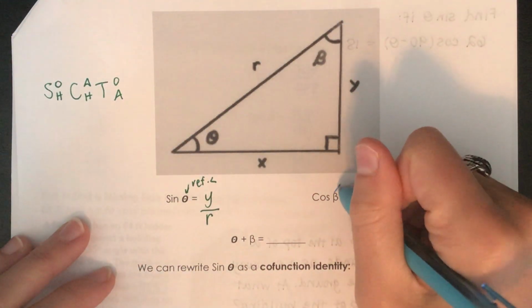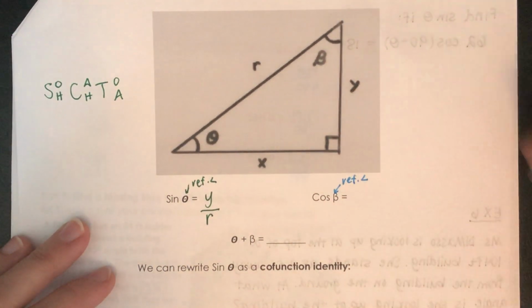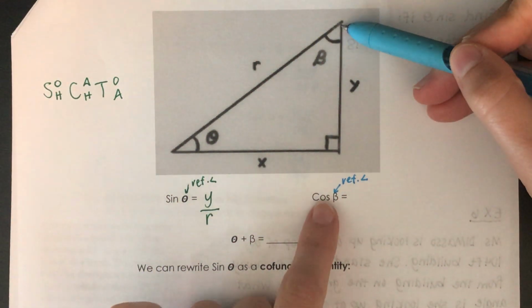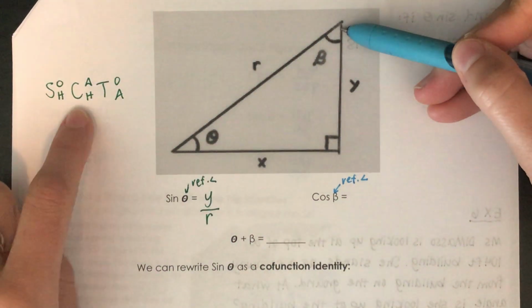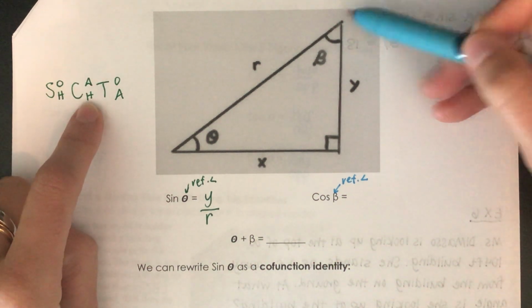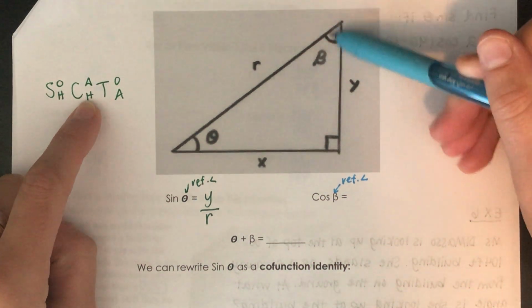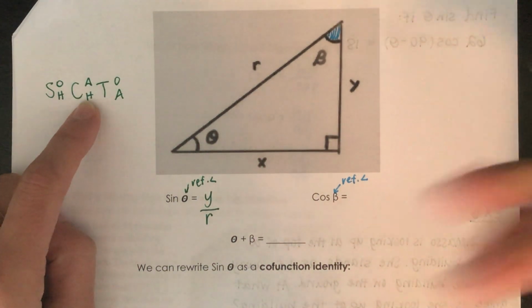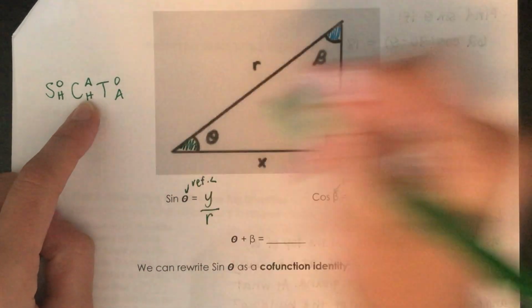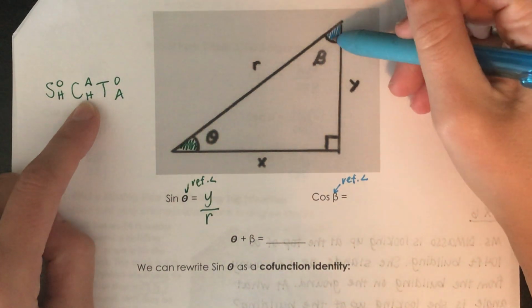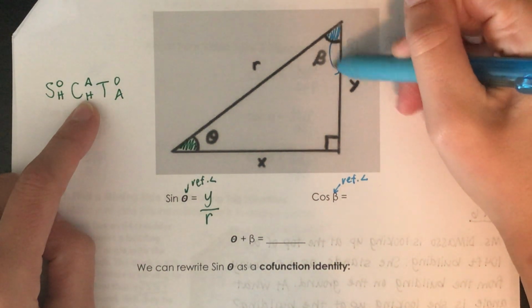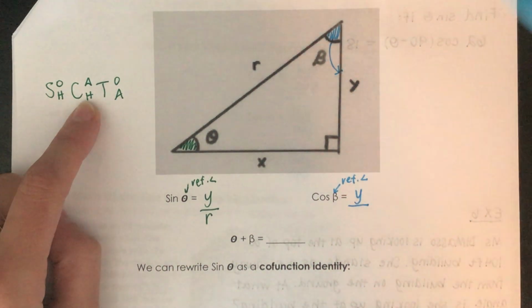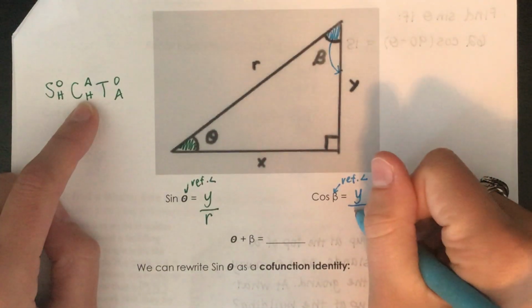Now, if I look at the other angle, now I'm looking at beta. This is my new reference angle. If I try to do the cosine of beta, cosine means adjacent over hypotenuse. So the side that is adjacent to this angle right here, if I go to the adjacent side, that would be y over the hypotenuse, across from the 90, which is r.